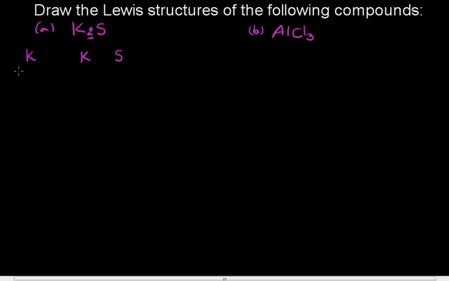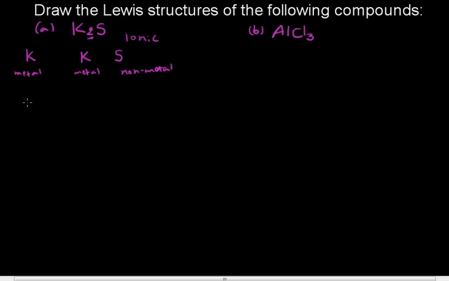Looking at the periodic table, we can say potassium belongs to group 1. It's on the far left. It's a metal. Metals have fewer valence electrons. Sulfur belongs to group 6. It's on the far right. That's a non-metal. So a compound that is formed by a combination of a metal and non-metal is usually ionic.